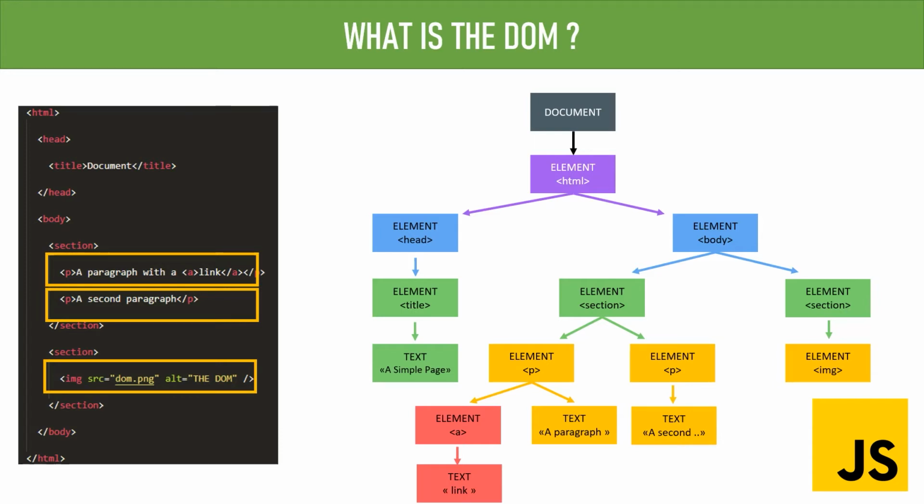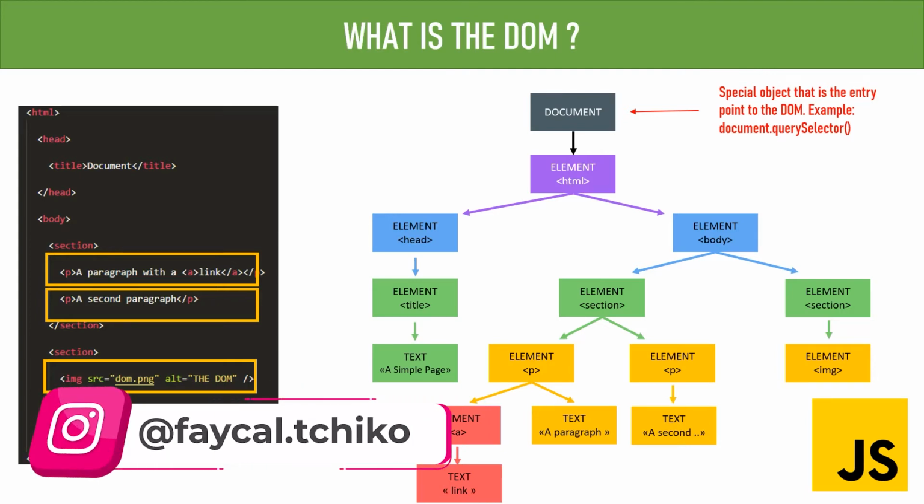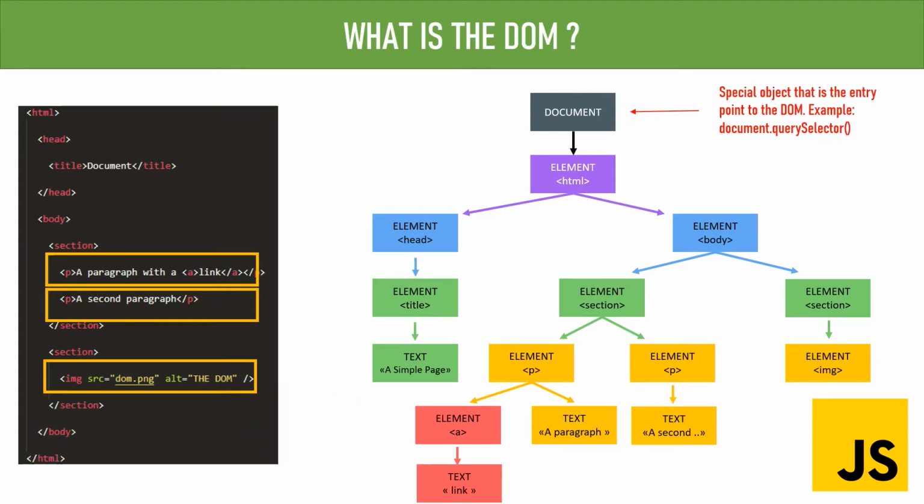Okay? So the DOM always starts with the document object right at the very top. And document is a special object that we have access to in JavaScript. And this object serves as an entry point into the DOM. Remember how you used document.querySelector in the last video to select an element. So that means that the querySelector method is available on the document object. Okay? And so that's why we say that document is the entry point to the DOM, because we need it to start selecting elements. Good.